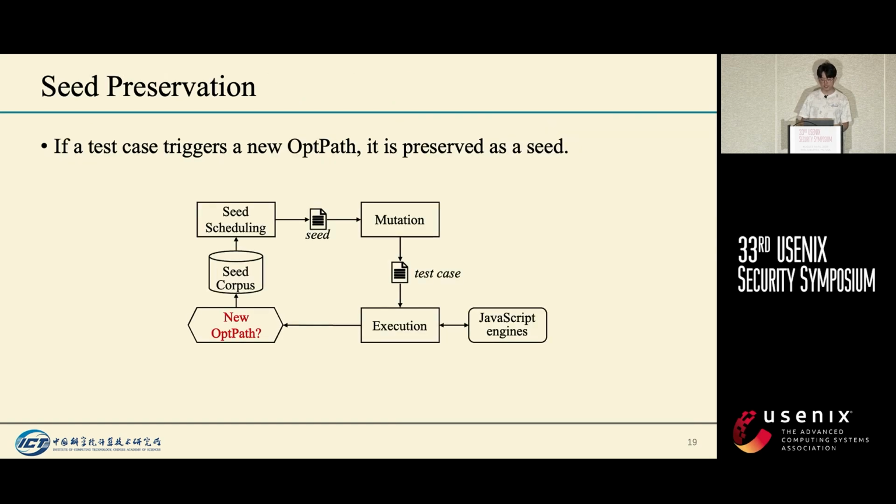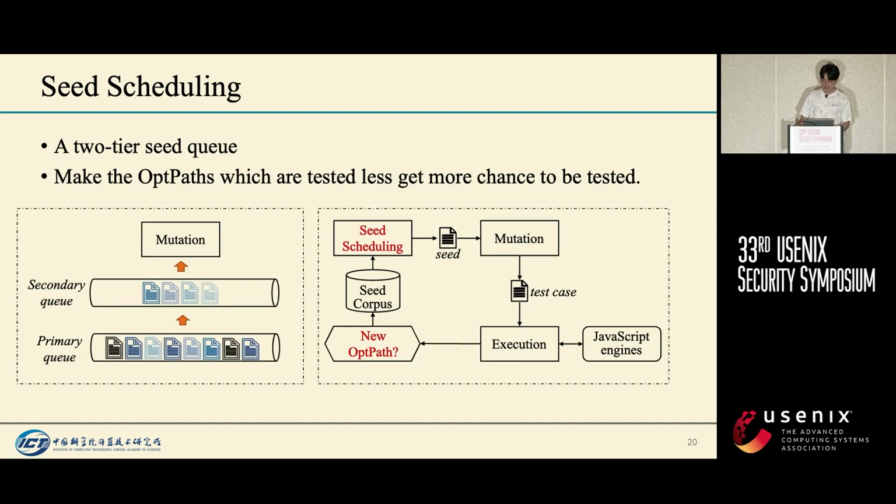Based on OPT path, we introduce a new seed preservation strategy. If a test case triggers a new OPT path, it is preserved as a seed. In addition, we introduce a new seed scheduling strategy. We implement a two-tier seed queue based on the numbers of times the OPT paths have been tested, such that the OPT paths that are currently tested less will get more chance to be tested.